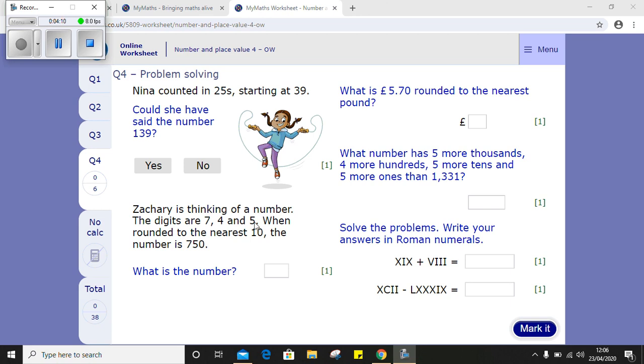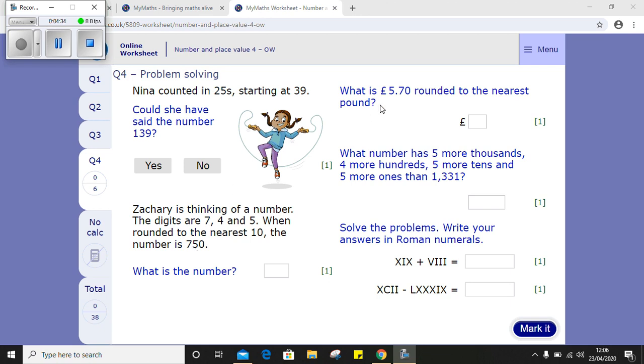Zachary is thinking of a number. The digits are 7, 4 and 5. When rounded to the nearest 10, the number is 50. Oh, I like that question. I think it could be 2 possible answers. I'll have to have a go at this myself later.